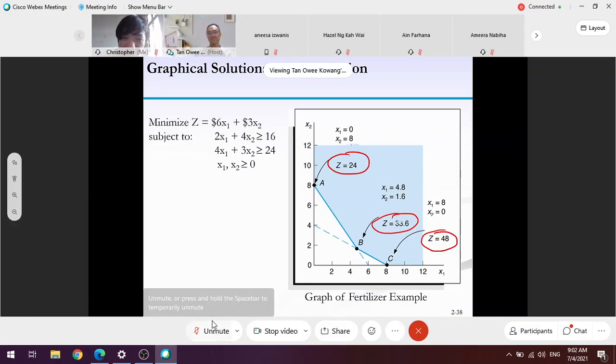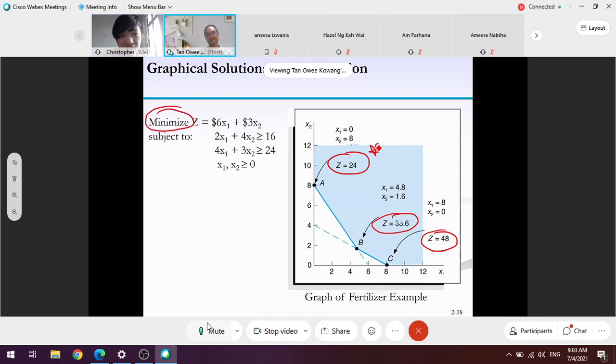Which one? A, B, C? C. Oh, kena tipu, siapa jawab C? Minimize. Sebab tadi maximization dia will say C, but now minimization. So the optimal solution is Z. Z equal to 24, which is A.